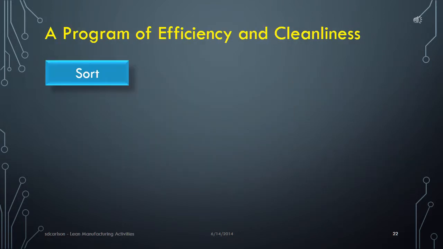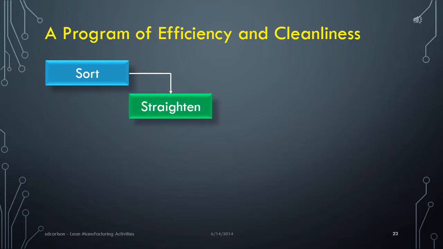5S is a program of efficiency and cleanliness that has proven to eliminate waste. Let's talk about those immediate benefits that I told you about before. Sort through the items in the work area to find what is needed and what is not needed. Not only do you keep what is needed, but you find out what you need that you don't have. A benefit of sorting is the uncluttered work area and knowing that you have the resources to complete the process.